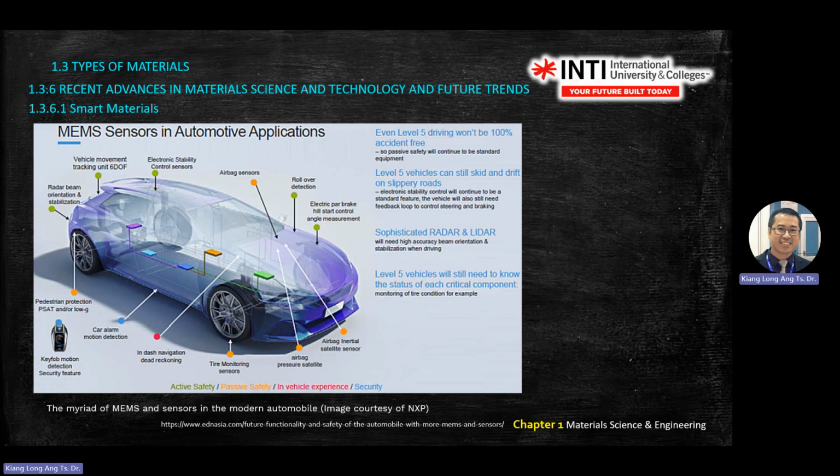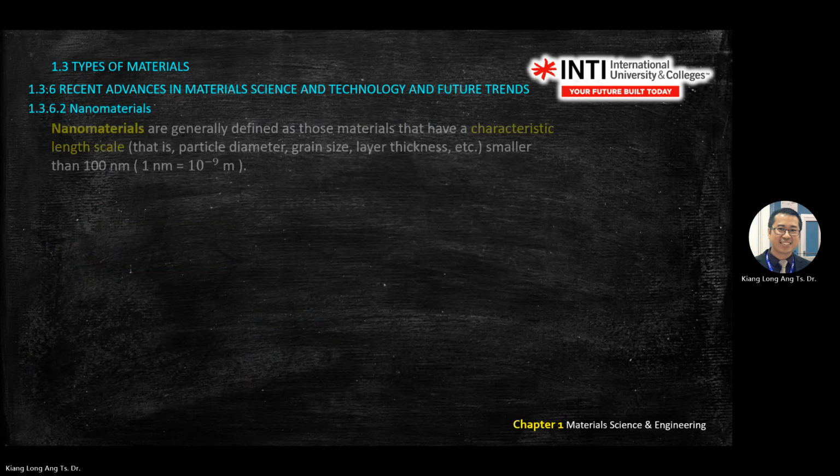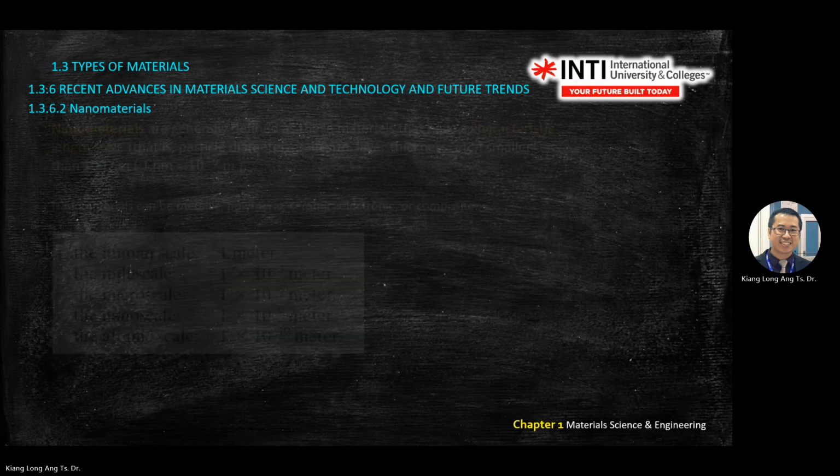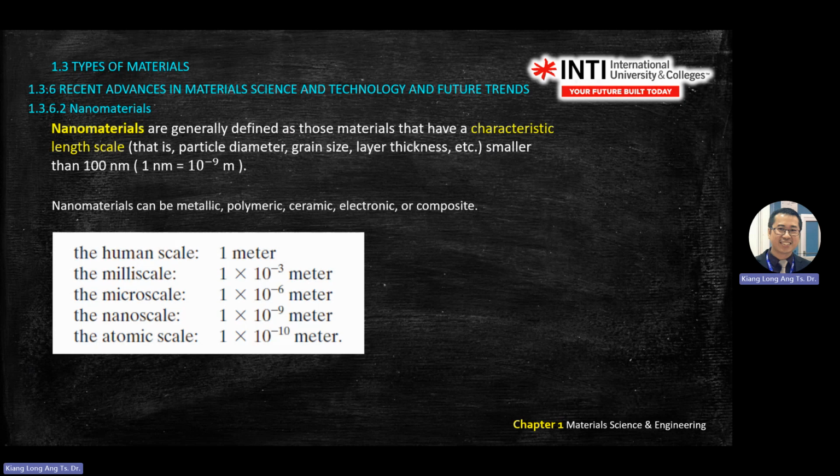So all the sensors are actually using smart materials that fall under the engineering materials dimension. Nanomaterials is very small scale. The word nano means a size less than 10 to the power negative 9 meter. Okay, so in this module, we will study at micro scale.